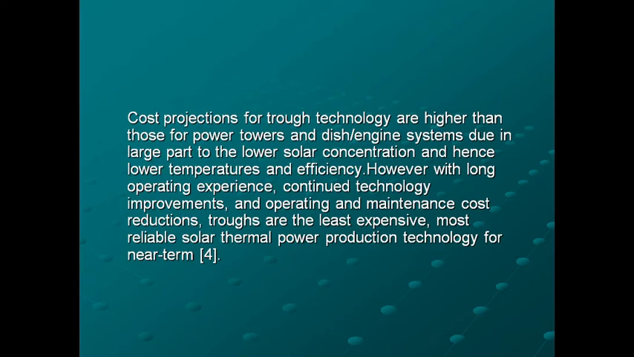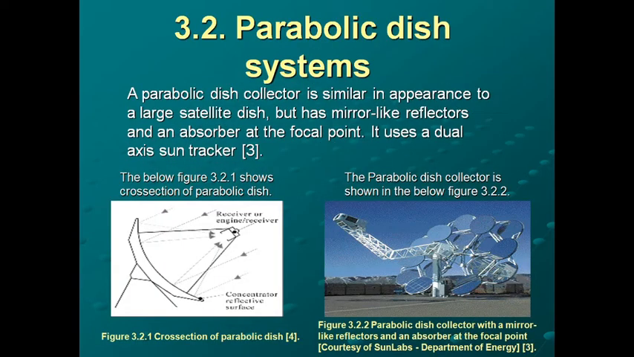Now, cost projections for trough technologies are higher than those for power towers and dish engine systems, due in large part to the lower solar concentrations and hence lower temperature and efficiency. However, the long operating experience, continued technology improvement, and operating and maintenance cost reductions make the troughs the least expensive. Most renewable solar thermal power production technologies are near term. So now we can see the parabolic dish systems.